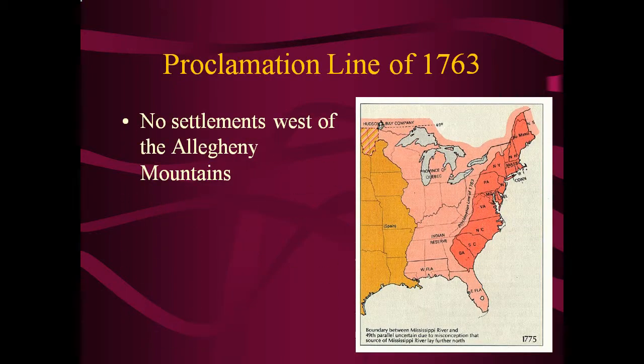Consequently, Grenville issued what became known as the Proclamation Line of 1763. What that said is that there would be no settlements allowed in territory west of the Appalachian Mountains. This means that all the territory that had just been gained from France was off limits to the colonists. All that territory was going to have to be left alone.